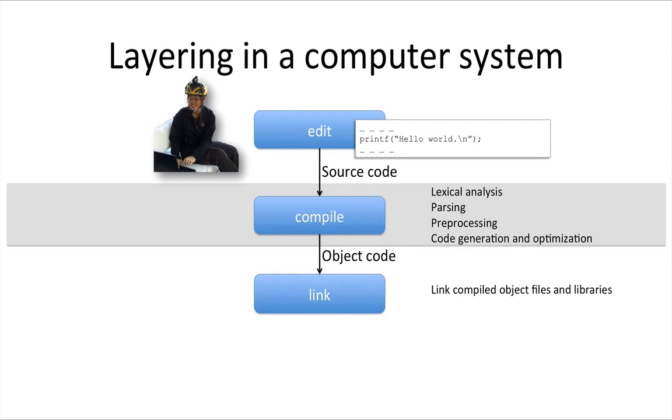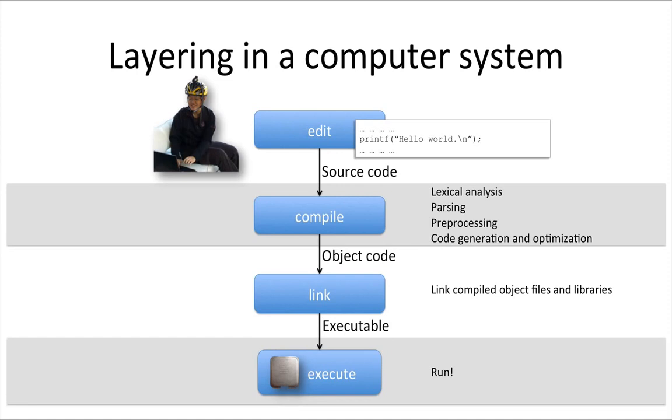The compiler generates object code, which it then passes to the linker. The linker links together the compiled object files and libraries. It generates an executable file. The CPU, real or virtual, then executes the code.